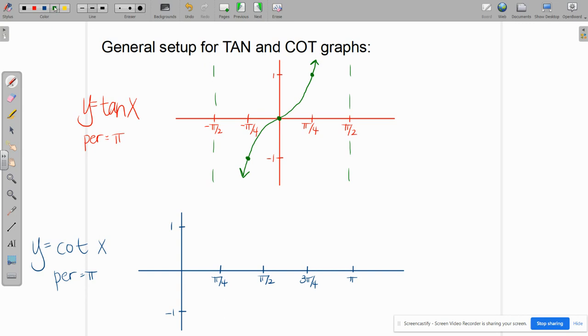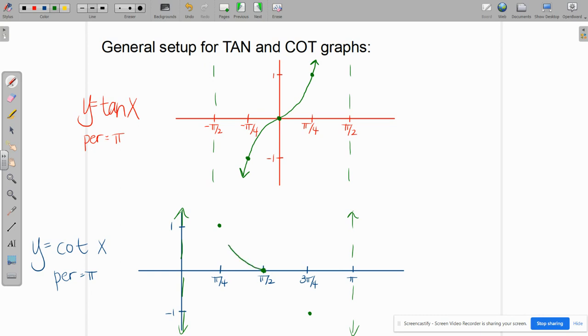So here, the way that you're going to graph it is, again, you're going to start and end with your vertical asymptotes. And then cotangent goes down from left to right. So I'm going to start at pi over 4, 1, pi over 2, 0, and 3 pi over 4, negative 1. So it's going down my points from left to right. It's just all about how you connect them.